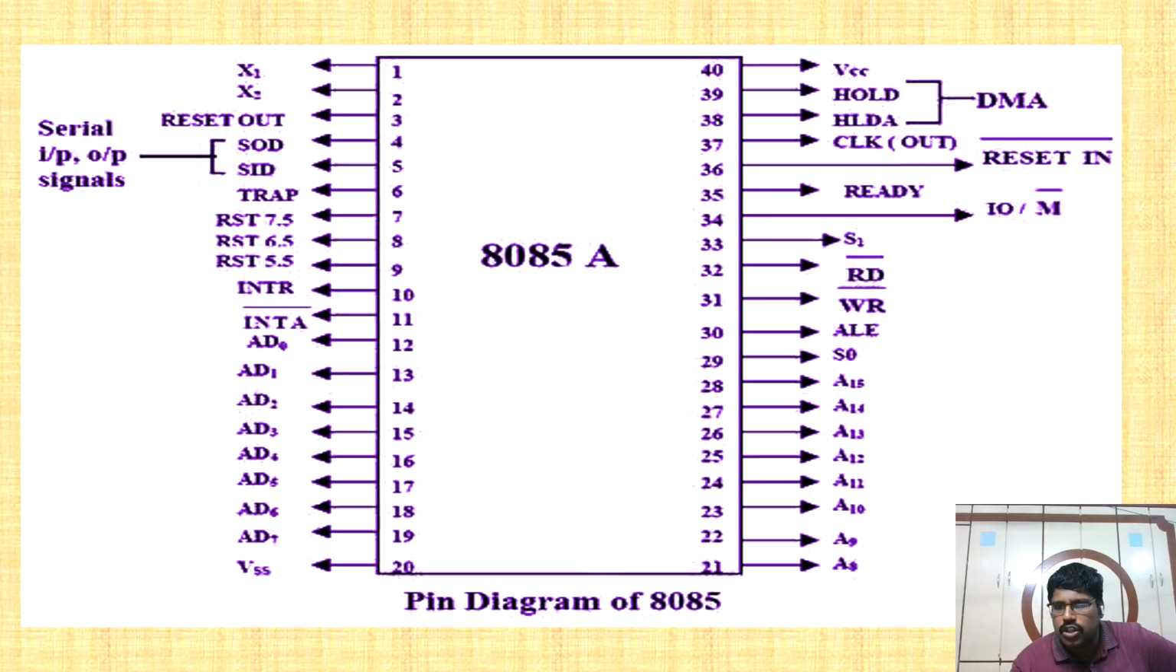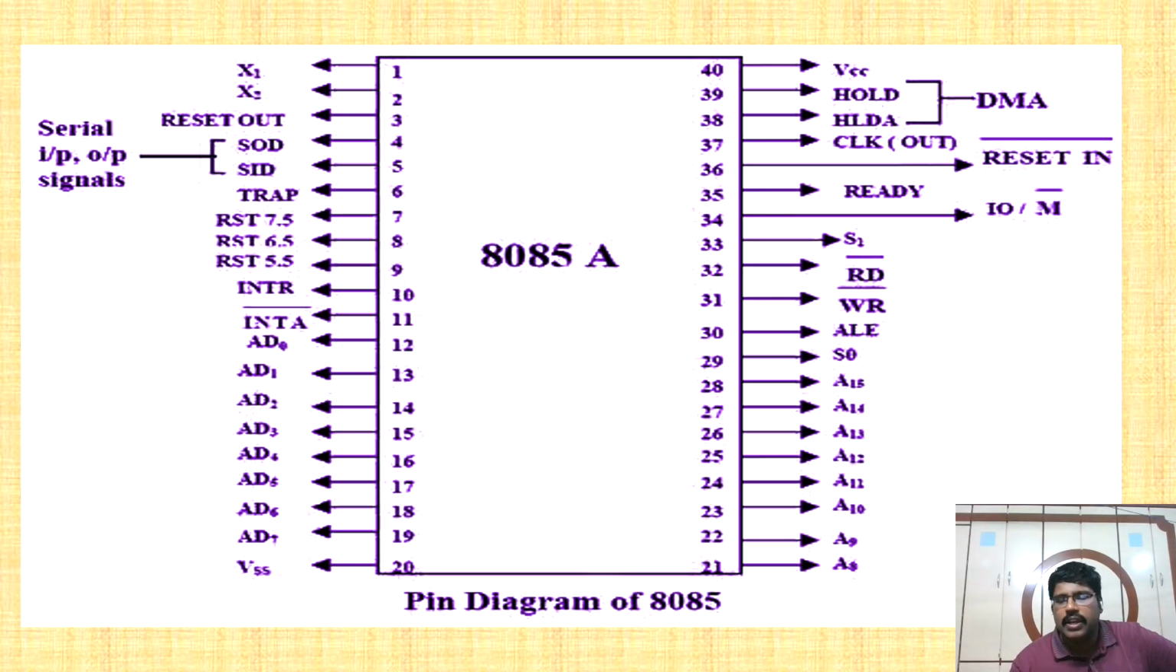Among these two, I should not give 0 to both at a time, because we cannot perform read and write operations simultaneously. So when I give 0 here also, it will become a memory read operation. When I give read bar as 1 and write bar as 0, then automatically it will become a write operation. And if I give IO/M bar 1, then it will become IO write.